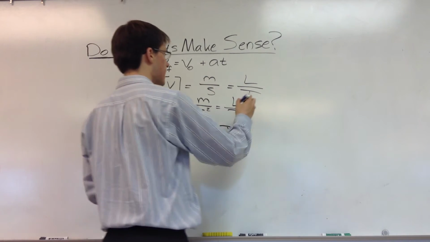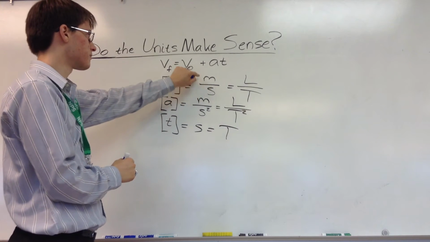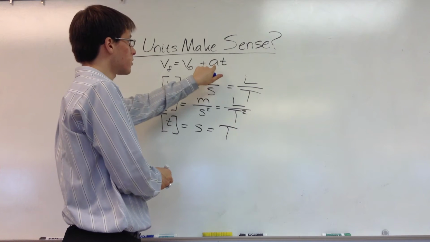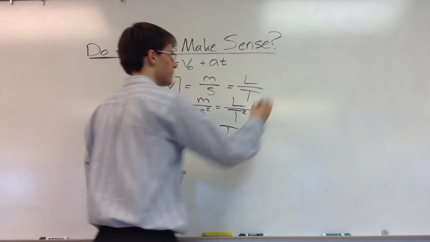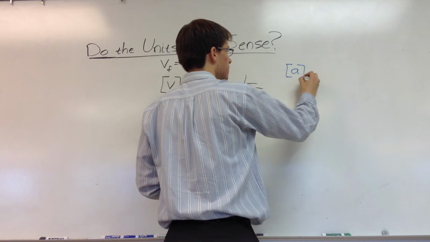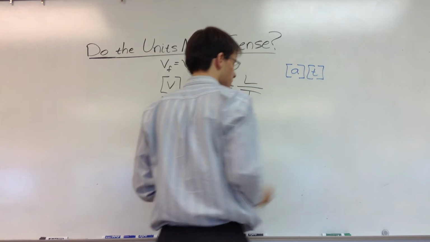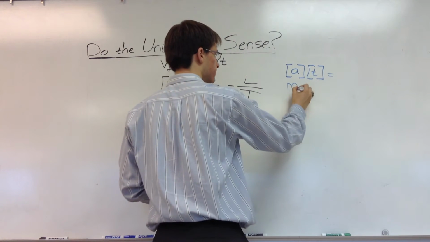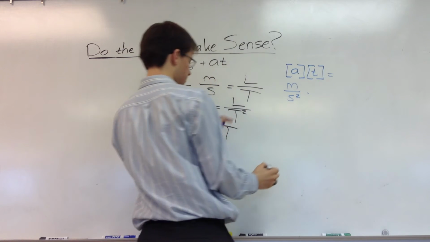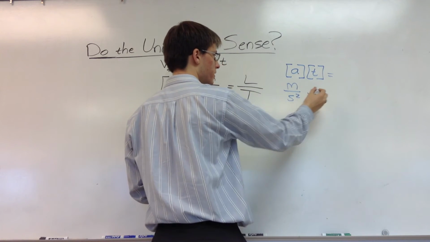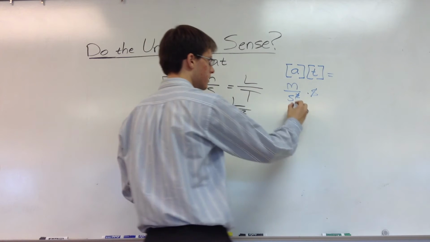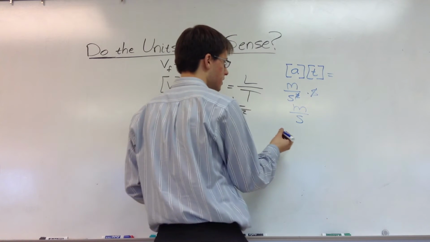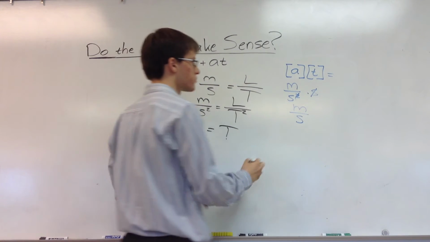So now let's make sure every term works. Our first term is VF, and we've already done this. VF has units of meters per second. V naught also has units of meters per second, which means that the only term left for us to figure out is A times T. So the units of A times the units of T, if we do that out, we have meters over second squared times seconds. Well, this second is going to cancel with one of the seconds on the bottom, and we get meters per second.